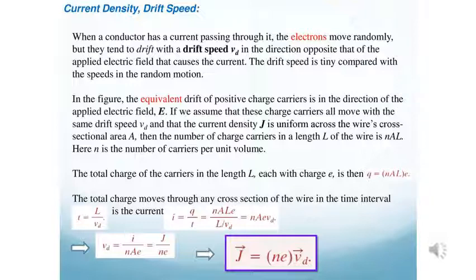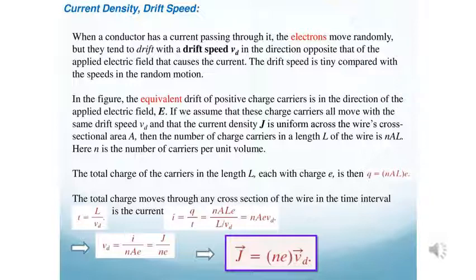That is n number into length, because the total length the charge carriers moved, and what is the area? Here n is the number of carriers per unit volume. So the total charge of the carriers in the length L will be how much? If each has a charge e, that is the charge on one electron, then Q is equal to nAL into e.